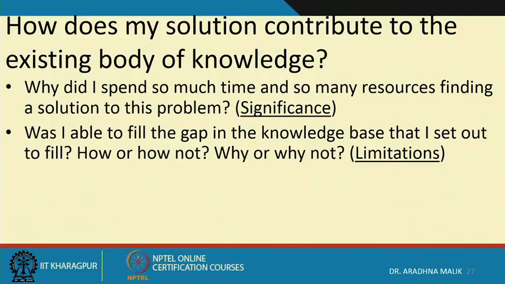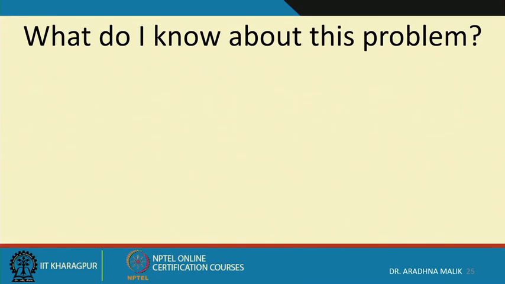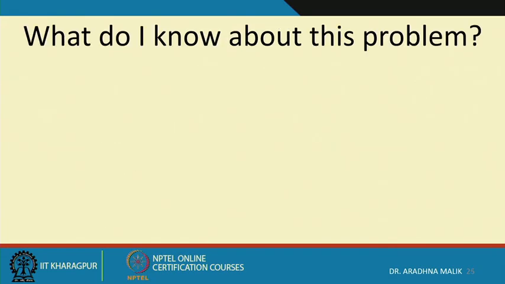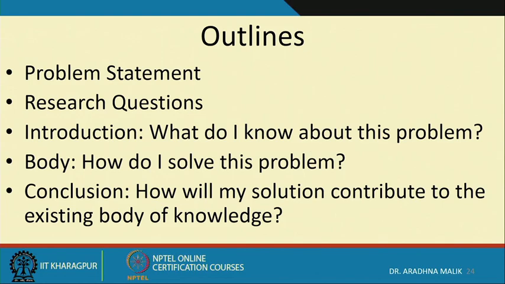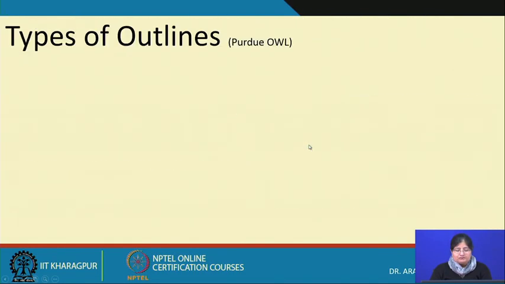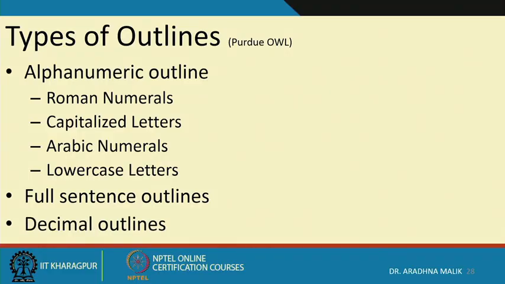you can have decimal outlines where you have sections and subsections and so on. So, depending on what you are writing about, you could cover all of this in your outlines. Okay. The problem statement, research questions, body, conclusion, all of this could be covered in your outlines and here in these different types of outlines. Okay, so these are some guidelines that are there.